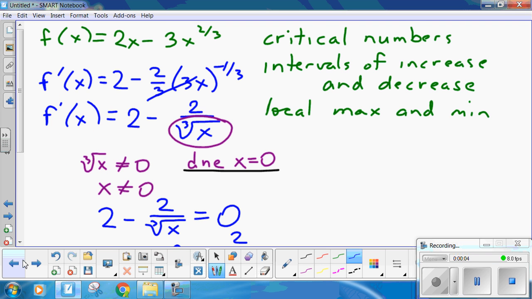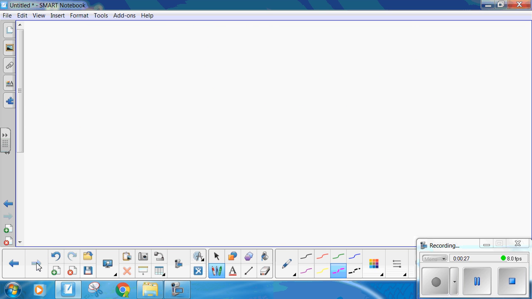Now, just a reminder: critical numbers are where the derivative equals 0 or does not exist. Intervals of increase and decrease: increasing is where the first derivative is positive, decreasing where the first derivative is negative. Local maximum, minimum, those are critical values where the sign of the derivative changes. Now, once again, all well and good, but this leads up to the first derivative test for absolute extrema.